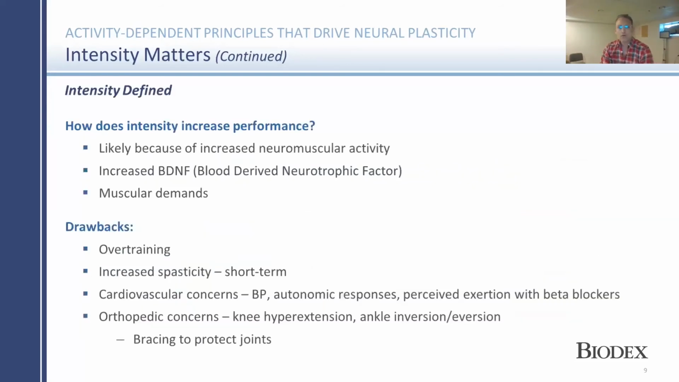But how does intensity increase performance? Likely because it increases neuromuscular activity in the brain, central nervous system, peripheral nervous systems, and our muscles. It also influences what's called brain-derived neurotrophic factor. Basically this is a protein for the brain, most simply explained as a fertilizer. Someone explained to me that it's like a fertilizer for the brain. It's a protein that has to do with the neurons and the synapses, and when it increases, it really influences movement and learning. Intensity also increases the muscular demands.